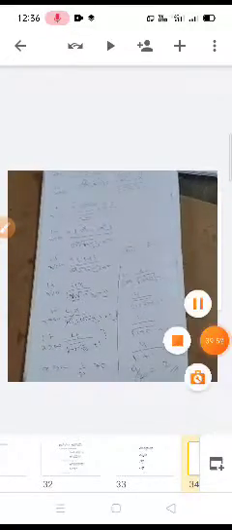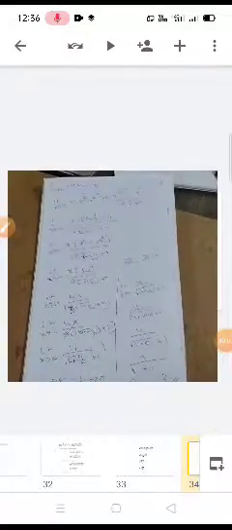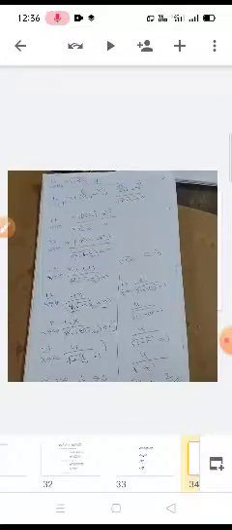See once again, these problems are most important from the exam point of view. If you learn these problems, you will get good marks.